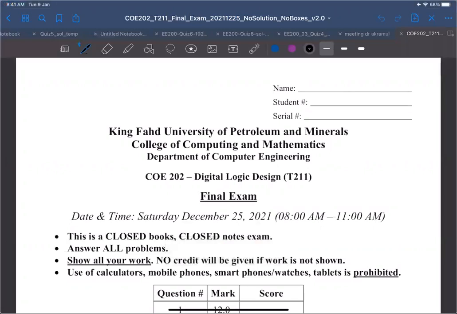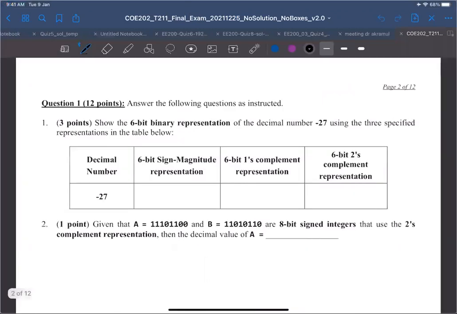In this problem session, I'm going to solve the final exam of the previous semester, term 211. Let's start with the first problem, in which we want to do some number conversion, but for signed numbers.